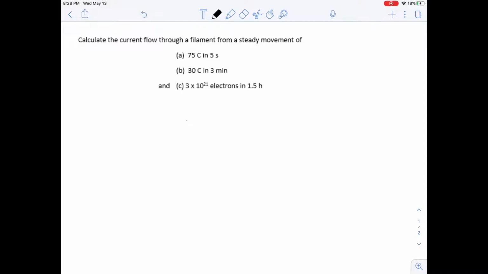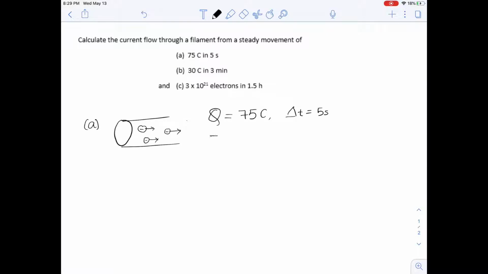In this video, we'll be calculating the current flow through a filament from a steady movement of a certain amount of charge in a given amount of time. So in part A, let's draw a filament. It has electrons moving. The charge of these electrons is given, and so is the amount of time. Charge denoted by Q is 75 coulombs, and the time it takes is 5 seconds.